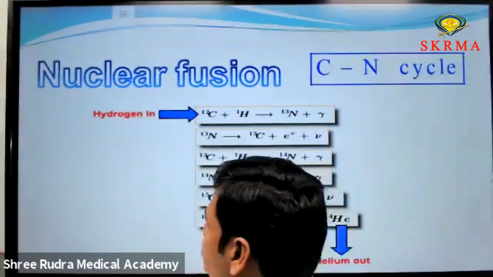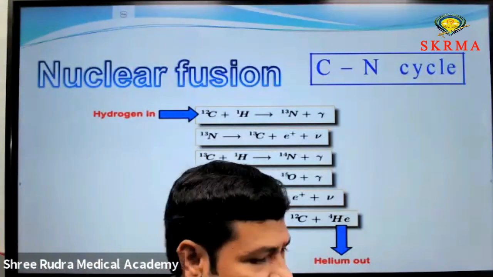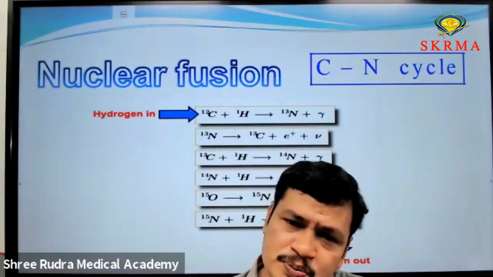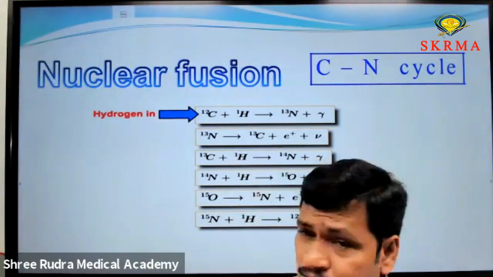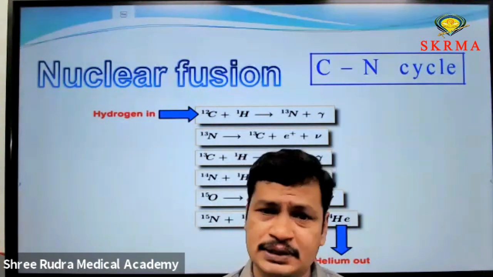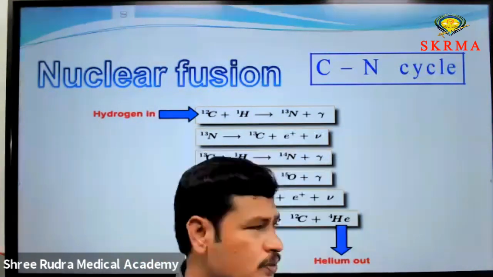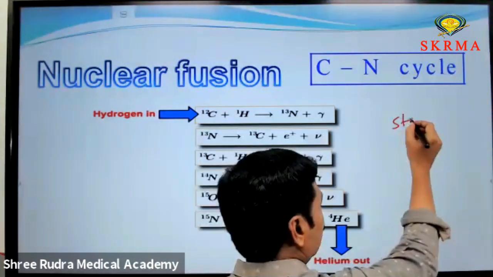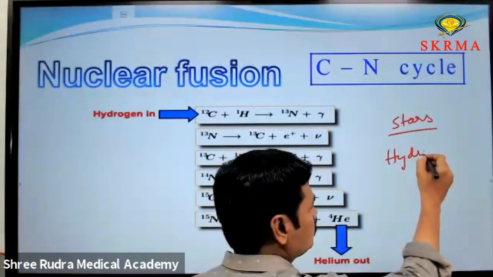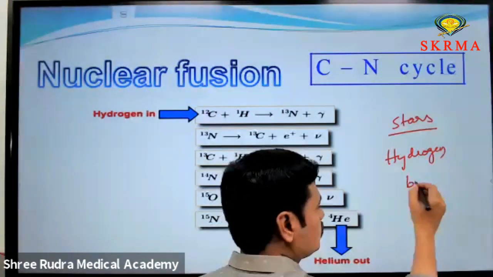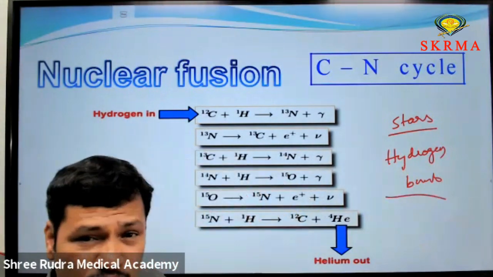Let's move to the next concept. This is nuclear fusion. This is quite opposite. Generally, a heavier nucleus splits into lighter ones, that is the nuclear fission process. Whereas nuclear fusion is where lighter nuclei combine to form heavier nuclei. The nuclear fusion process is generally observed in stars as well as the hydrogen bomb.